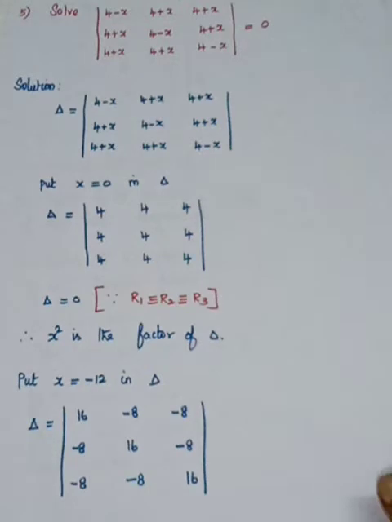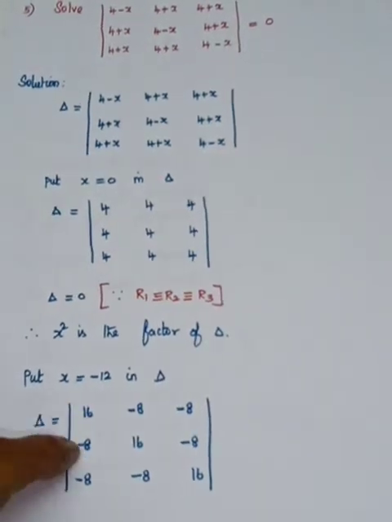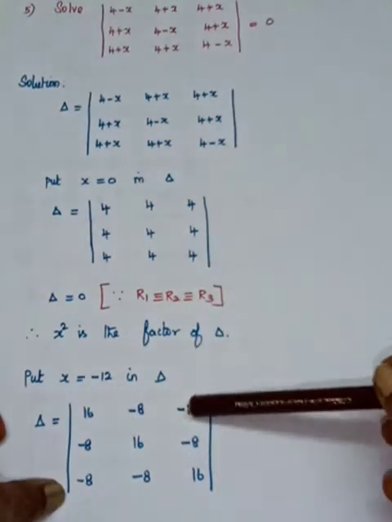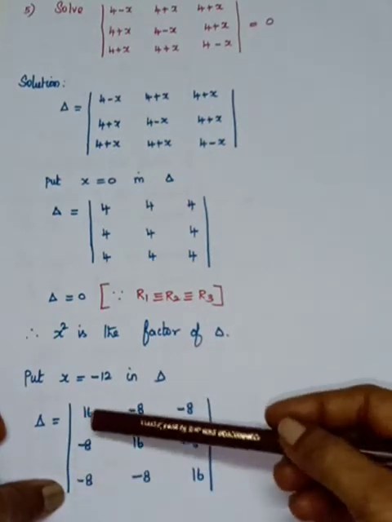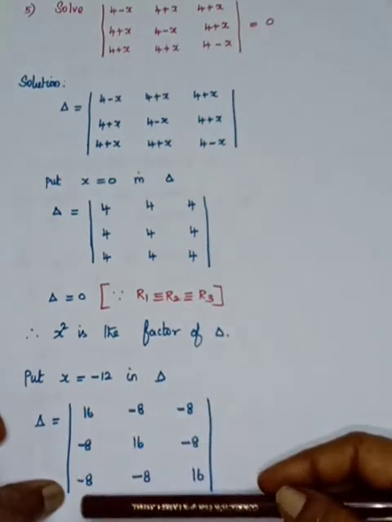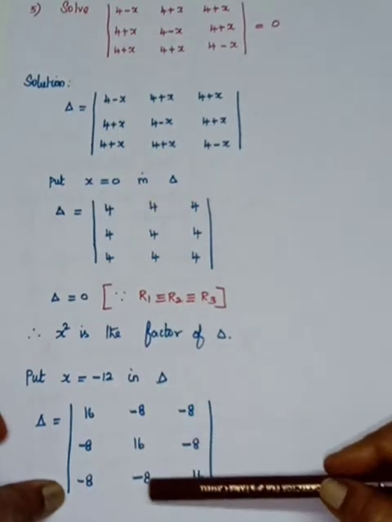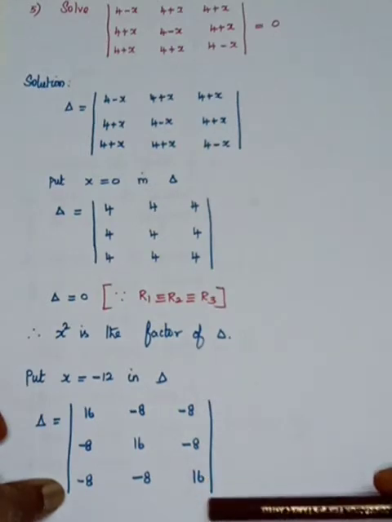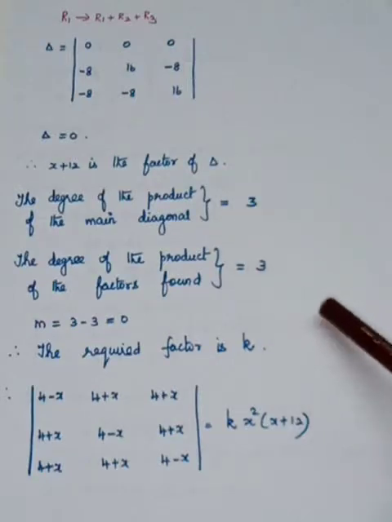Now you see, we are using the transformation R1 implies R1 plus R2 plus R3. So R1 you are going to write, this is your R1. You are going to add R2 and R3. So 16 minus 8 minus 8. So the answer is 0. Minus 8 plus 16 minus 8 is 0. Minus 8 plus 16, that is 0. So therefore in the R1 the first element is 0.